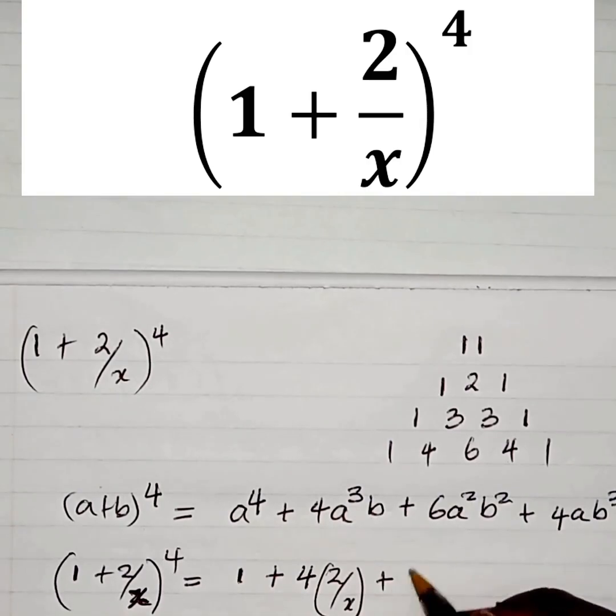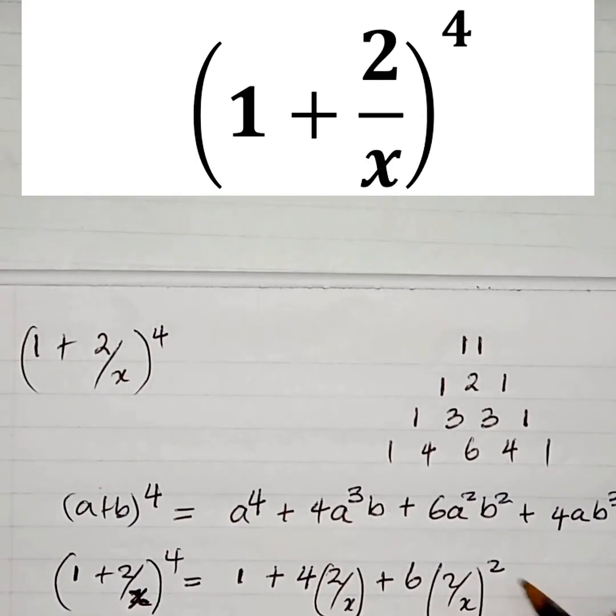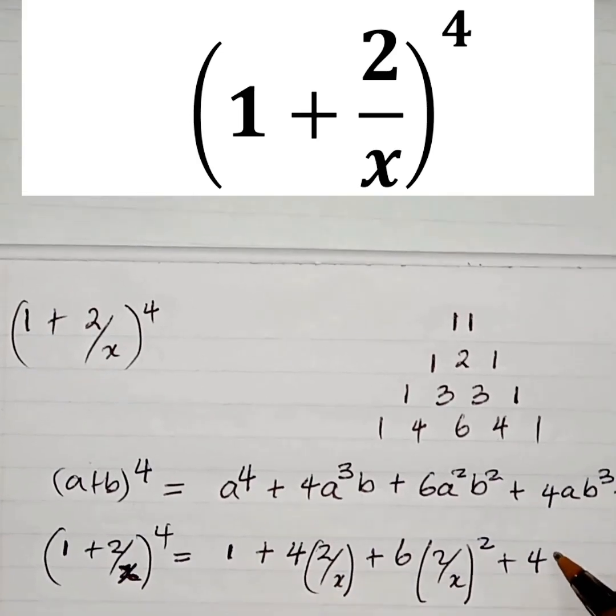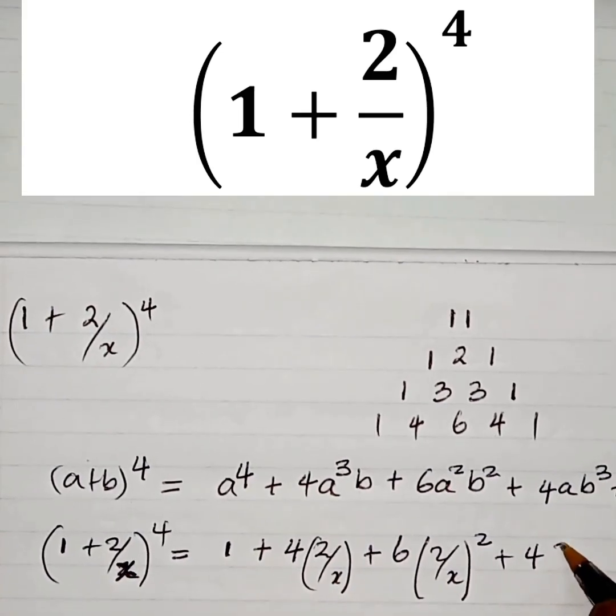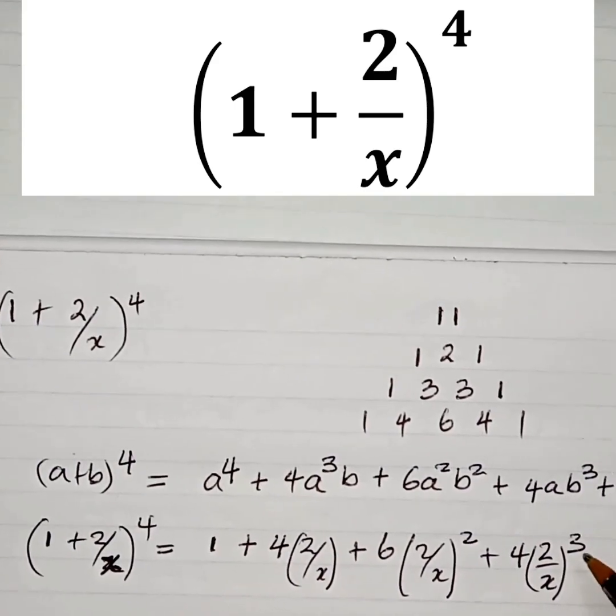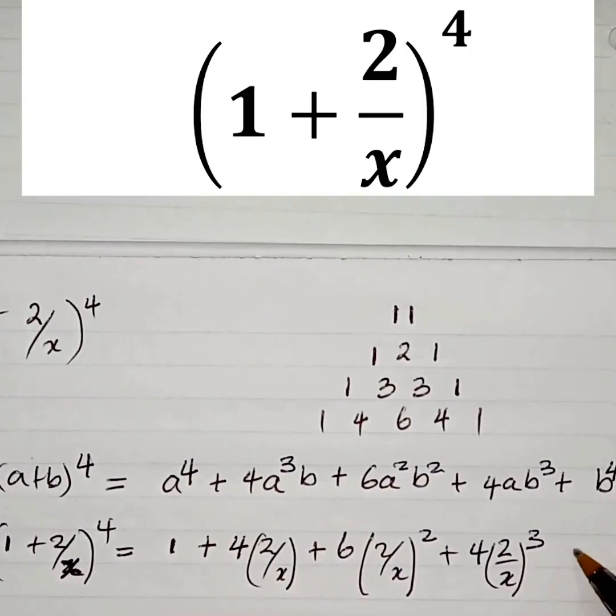We add that to 6. A squared, a is 1, remember 1 squared is 1, and we have b, which is 2 over x. We square that, plus 4, a is 1, and we have b, which is 2 over x to the power of 3, plus b to the power of 4, that is 2 over x to the power of 4.